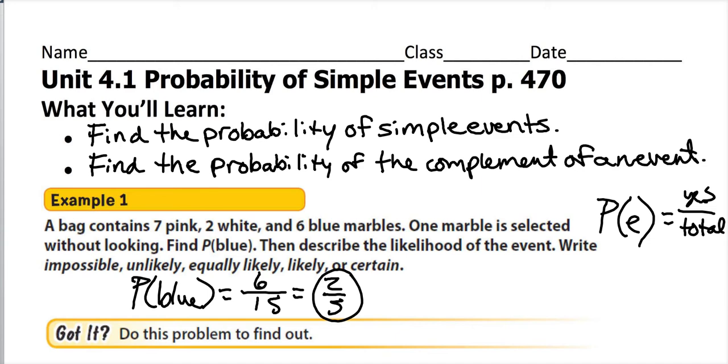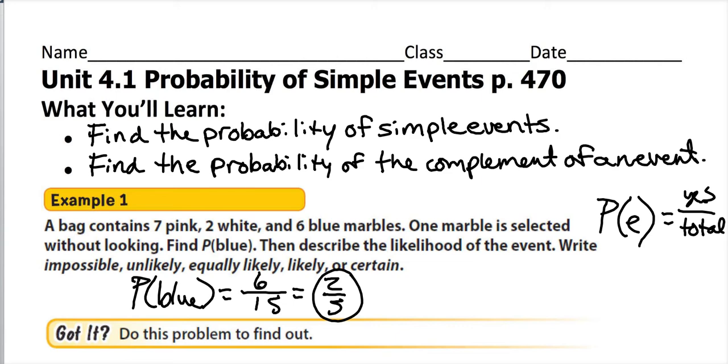All right, then we need to describe the likelihood of the event. Okay, so is 2/5 impossible, unlikely to happen, equally likely, likely, or certain? Well, what does each one mean? Impossible would be 0. Okay, it means it can never happen. So for this one, it'd be like saying, what's the probability of drawing purple? Well, purple's not even a color in the bag, so that's never going to happen, right?